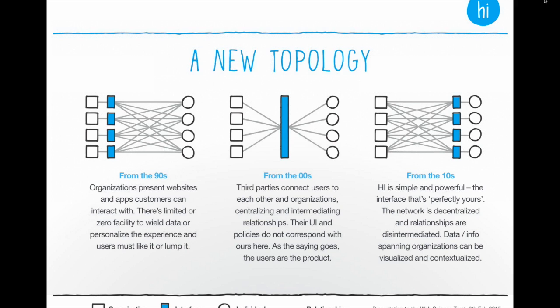On the right-hand side, we've moved the interface from the machine through the middle and right the way around to, if you like, wrapping around the people that count in this whole network of things, right? People. It's the interface that aspires to be perfectly yours, and the network is decentralized, and the relationships are disintermediated. And for once, across every facet of life, individuals have the opportunity to visualize and contextualize data and information spanning organizations.